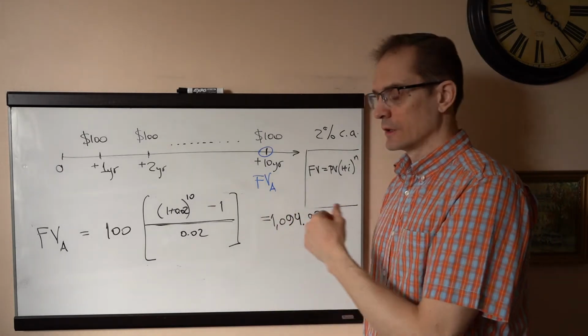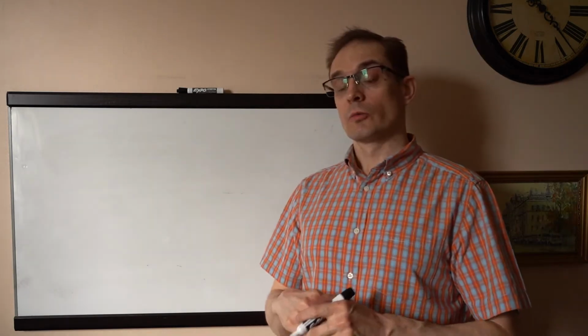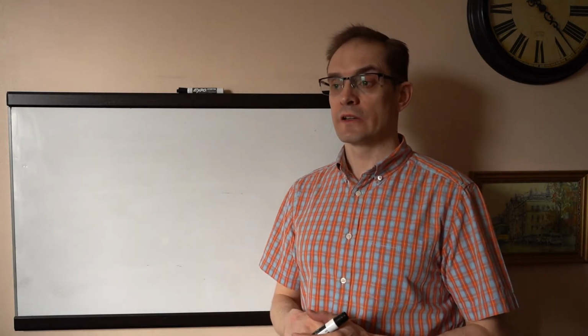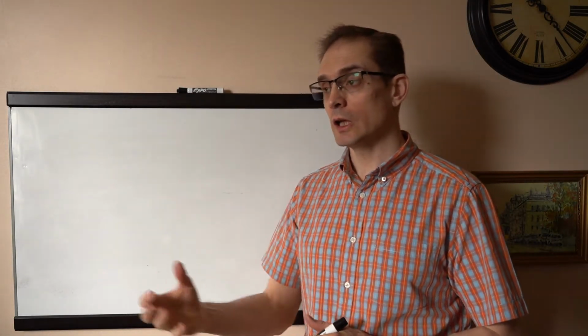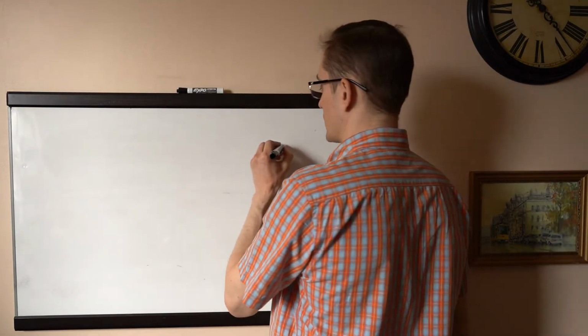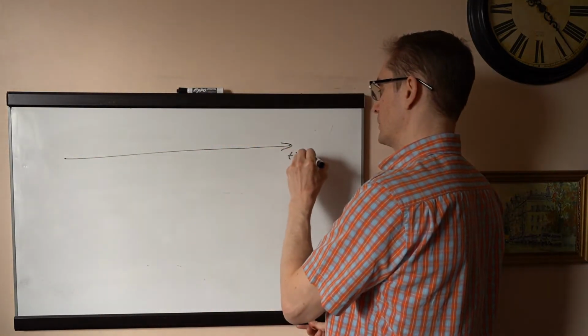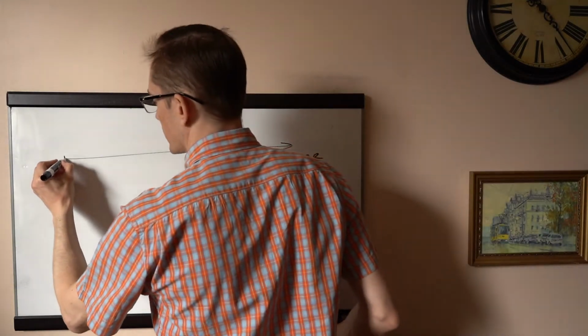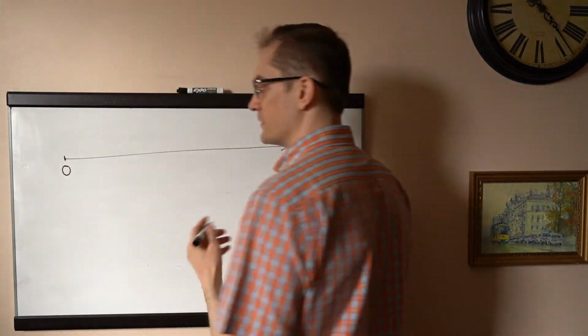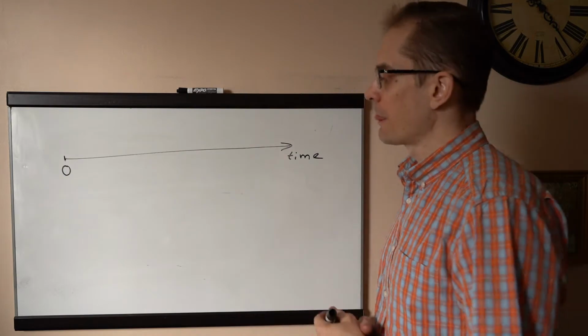With the same style as we did with the future value of annuity, we will introduce now what the present value of annuity would look like. Again, let's have a timeline. So I have this time. Let's also put on the timeline time 0, which is today.